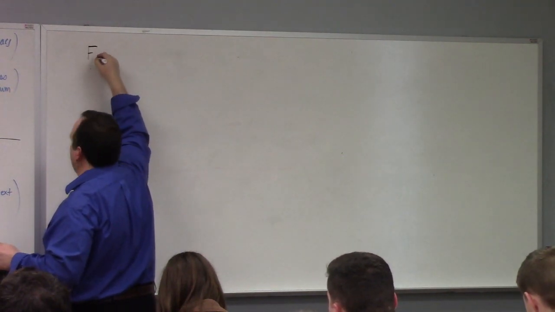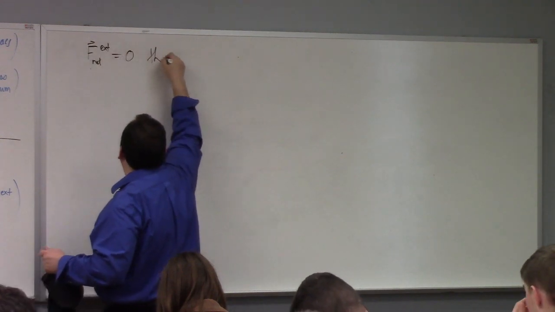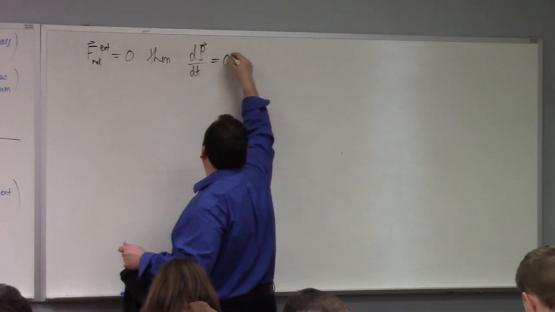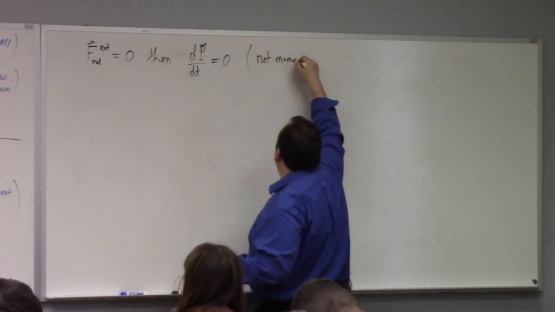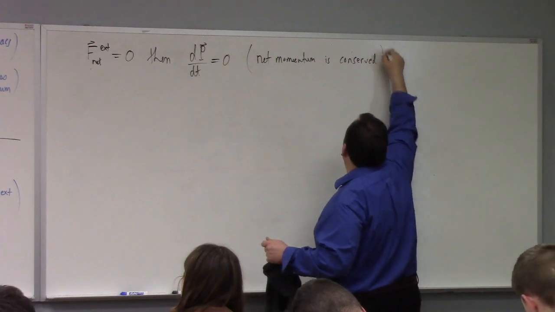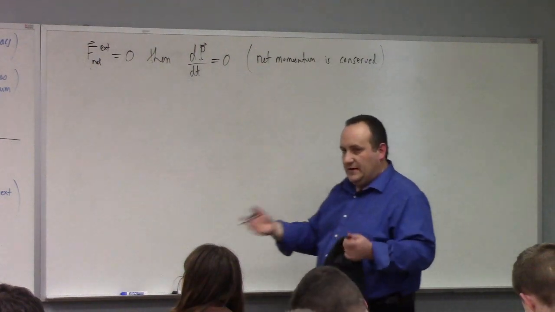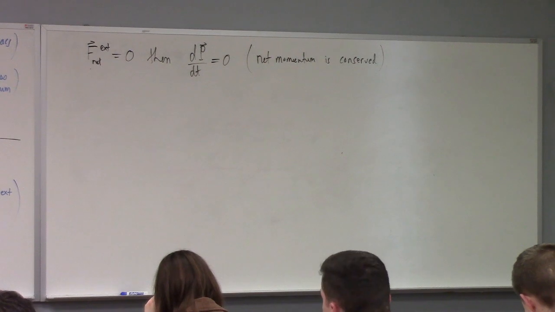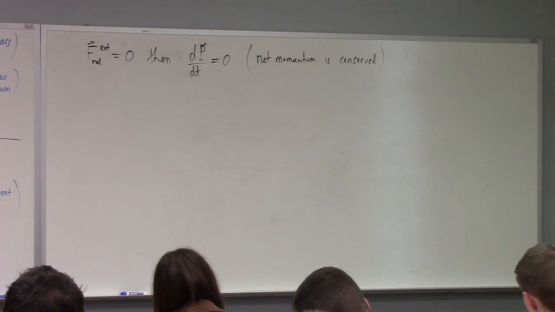Constant momentum, yeah. If F net external is equal to 0, then dp/dt is equal to 0. In other words, net momentum is conserved. All right? Is momentum always conserved? Certainly not. But it is conserved if we are thinking about a system where the net external force is 0.